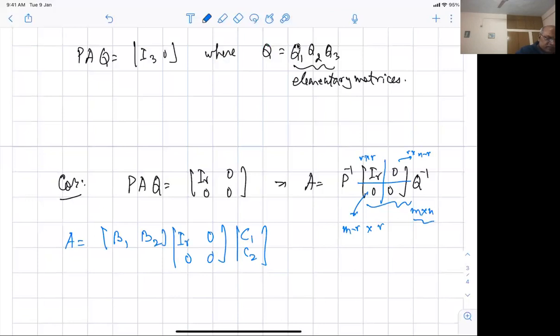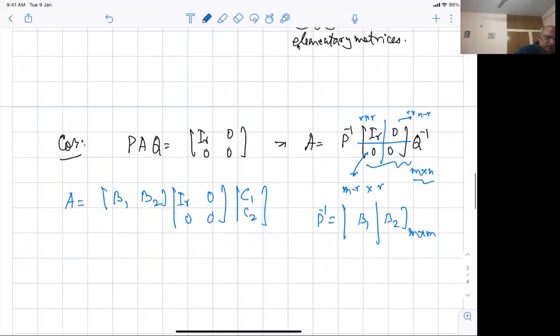So what I'm saying is that I'm writing P inverse. P inverse is a big matrix, which is M cross M. I'm just breaking it up into two parts, B1 here and B2 here. Similarly, Q inverse is a matrix which is N cross N. So I'm breaking it up here like C1 here and C2 here. That's all I'm doing. All right.